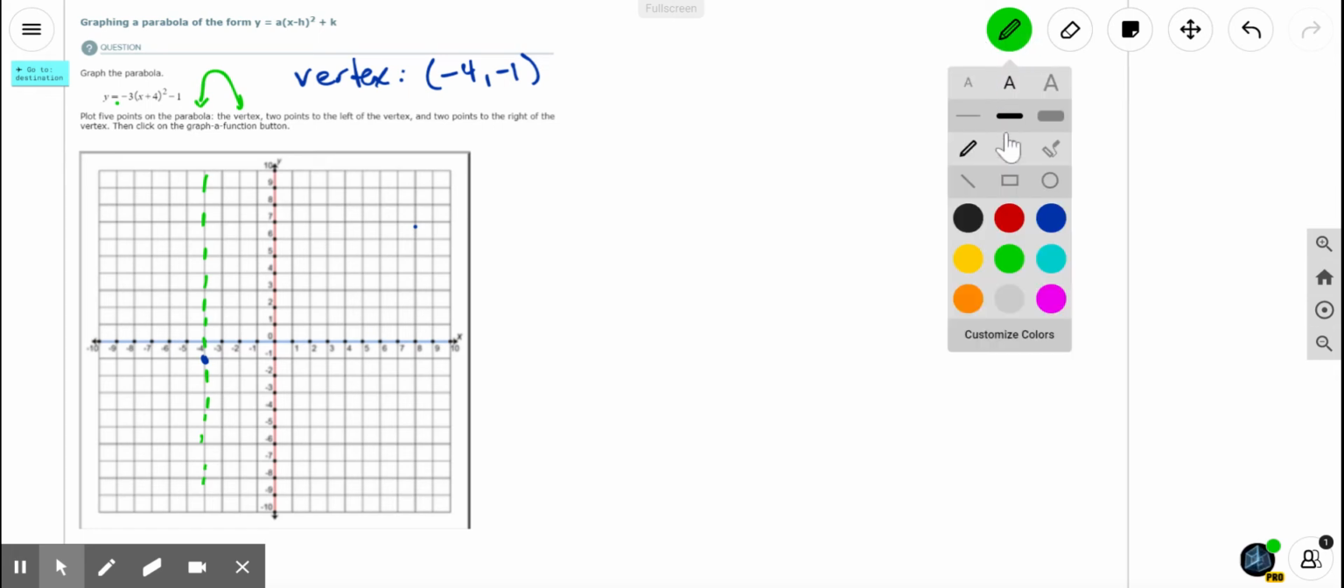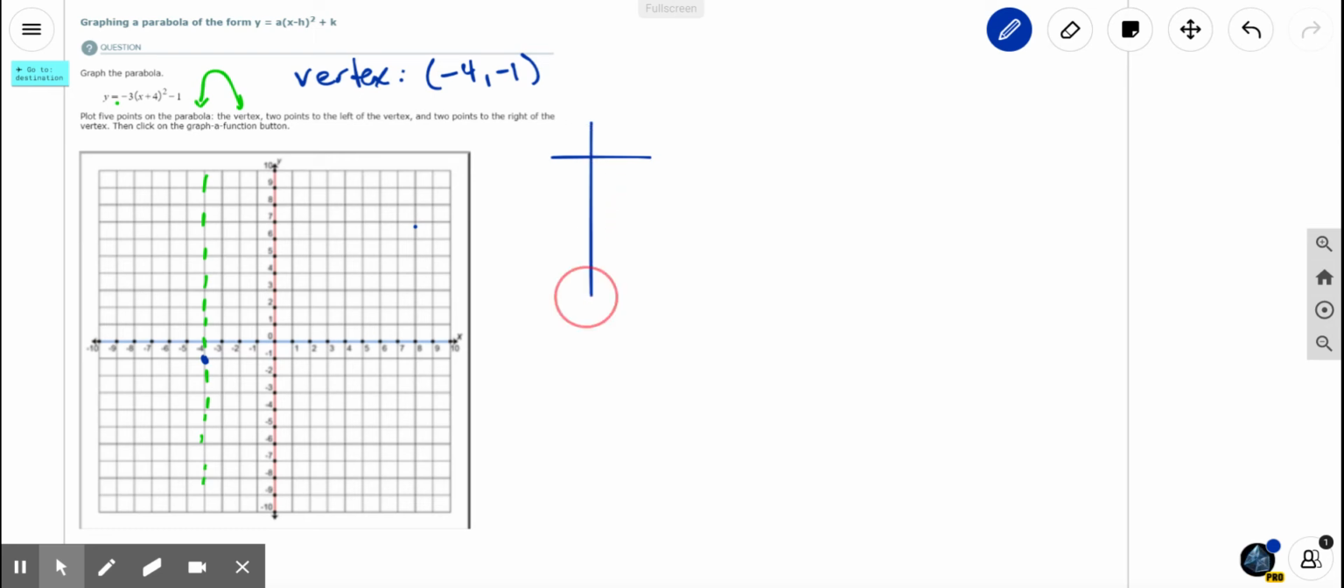All right, so here we go. Now we're going to go back to blue. I'm going to graph a couple of points. So x, y. I'm going to pick two to the, I always go lower because lower is easier to manage. So x, y, -3, -2.